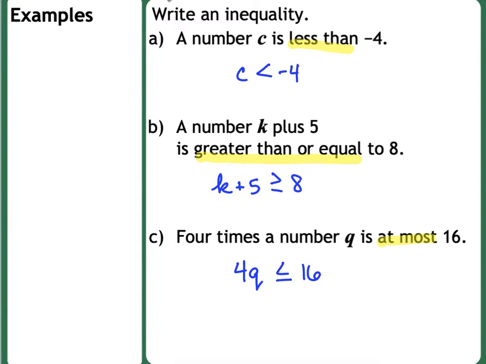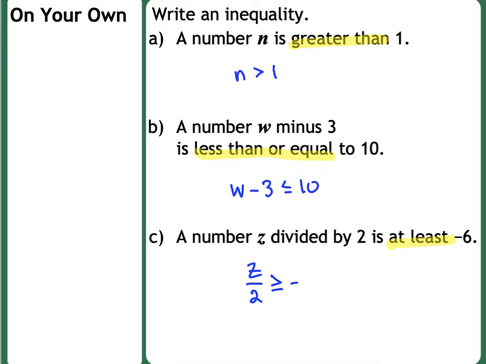Alright, go ahead and give the on your owns a try. So n is greater than 1. W minus 3 is less than or equal to 10. The number z divided by 2 is at least -6. Oops, I forgot to write the 6 there. Alright, so just be careful. At least meaning it's got to be more than that particular number or expression.